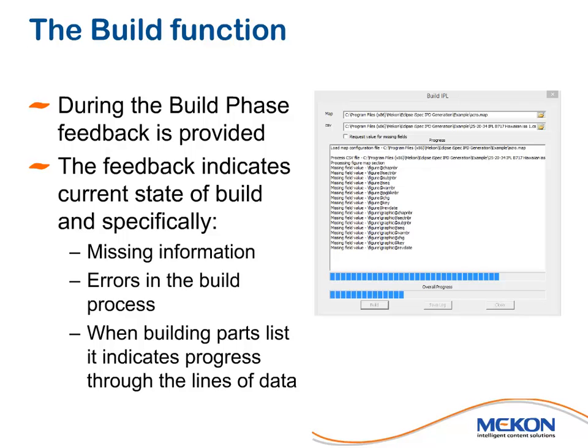We feel that it's important that users should see that something's actually happening, and so we've provided you with a window in which feedback is provided. The feedback indicates the current state of the build, saying what's happening at any particular time. It also flags up any missing information and errors in the build process, and indicates the progress through the lines of data. So if there's 100 lines of parts list data, you'll see entries 1 of 100, 2 of 100, 3 of 100, and you know exactly where you are in the build process.